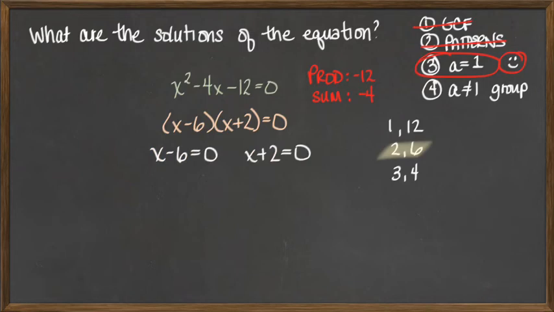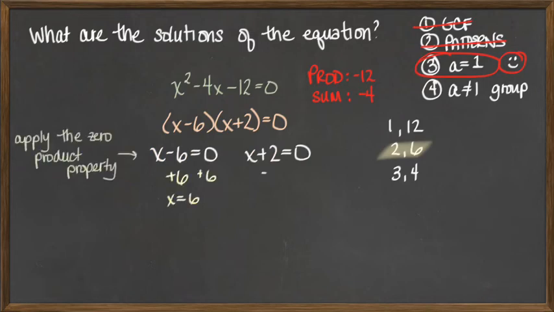Now I finish. I need to apply my zero product property. x minus 6 equals 0, x plus 2 equals 0. Solve the linear equations: x equals 6 or x equals negative 2.